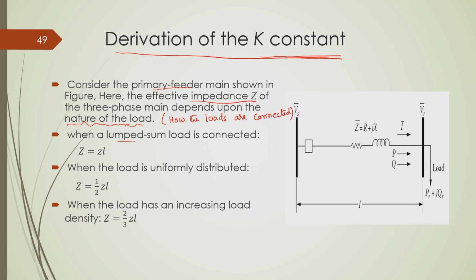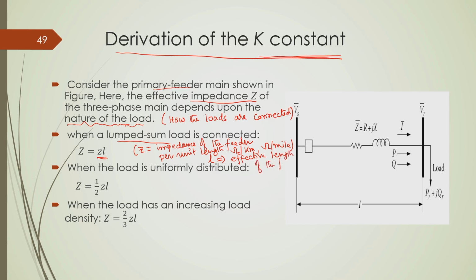Now, if we have a lumped load, it means all the loads are aggregated and connected at a particular point. Under this condition, the effective impedance is Z multiplied by L, where Z is the impedance of the feeder per unit length, its unit is ohm per kilometer or ohm per mile, depending upon what unit you are using for representing the length, and L is the effective length of the feeder.